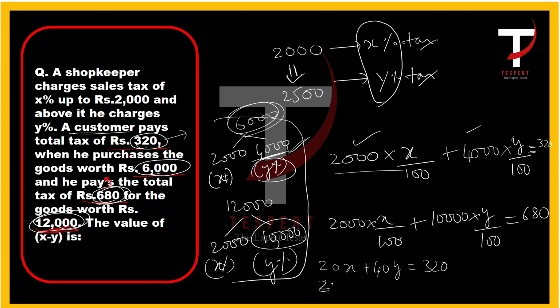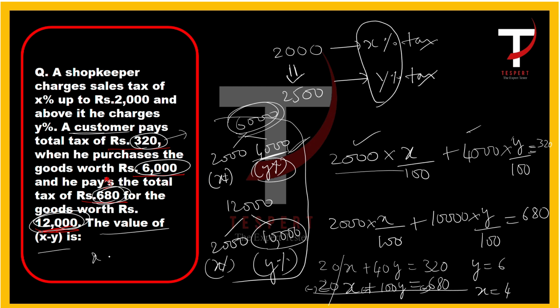And in equation 2, what do we get? We get 20x plus 100y is equal to 680 rupees. So we must calculate this. Subtracting, this becomes minus and this becomes minus. After calculation, we get y as 6 and x as 4. We must calculate the value of x minus y. So x is equal to 4, y is equal to 6, so x minus y is equal to 4 minus 6, which is equal to minus 2.